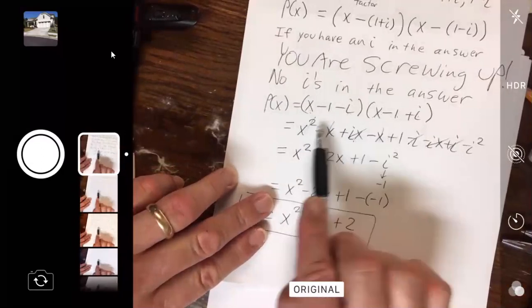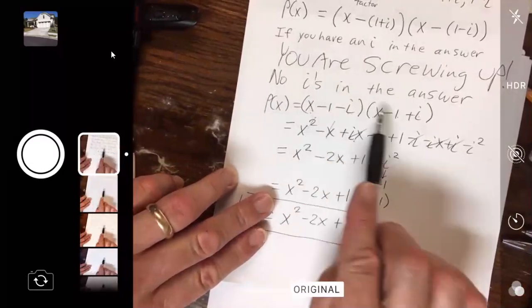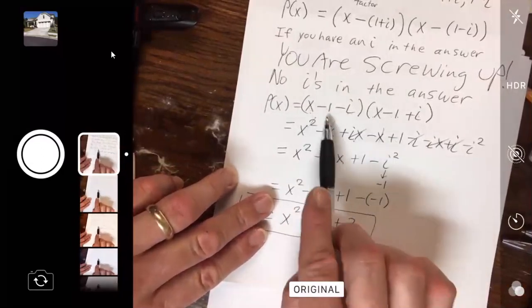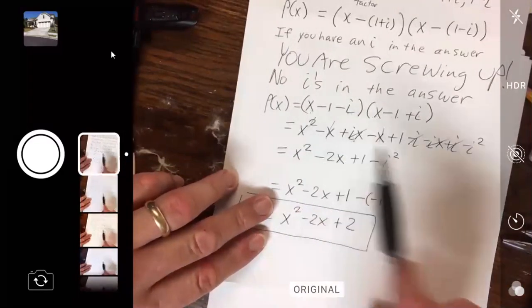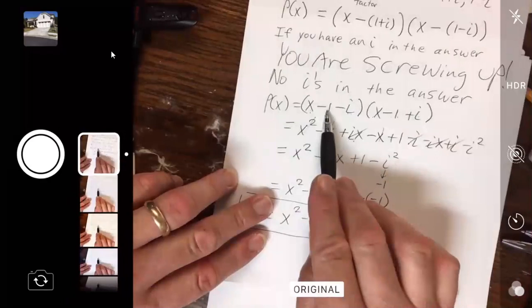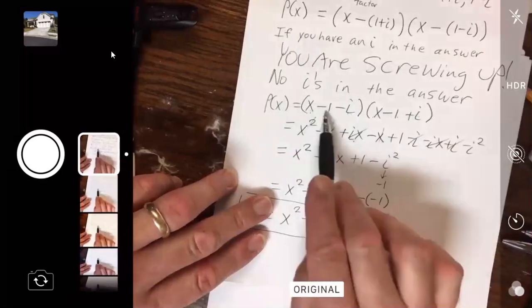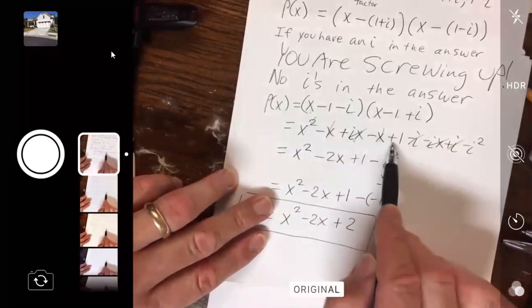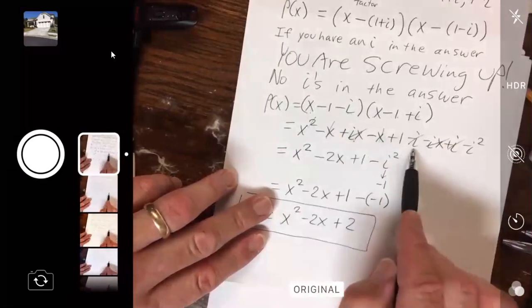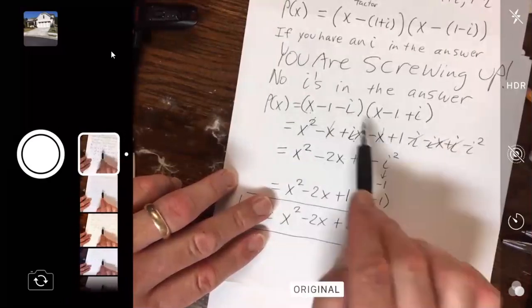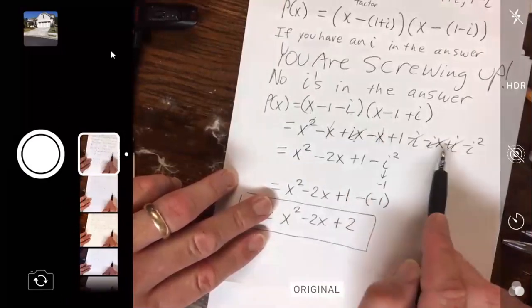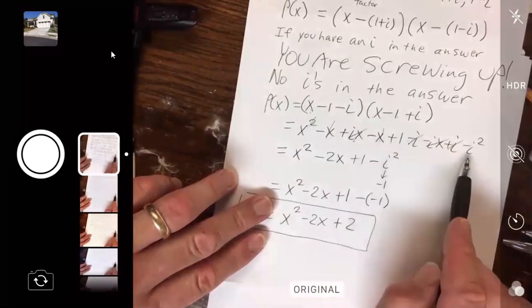So x times x is x squared. x times negative 1 is negative x. And x times i is xi, or you write it ix. Minus 1 times x. Minus 1 times negative 1, positive 1. And minus 1 times i is a negative i. And finally, a negative ix. Negative i times negative 1 is a plus i. And negative i times i is a negative i squared.